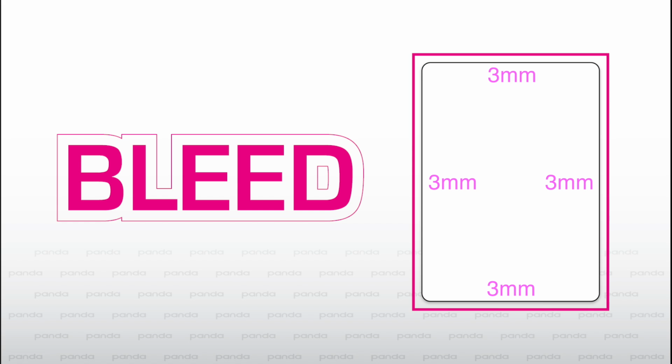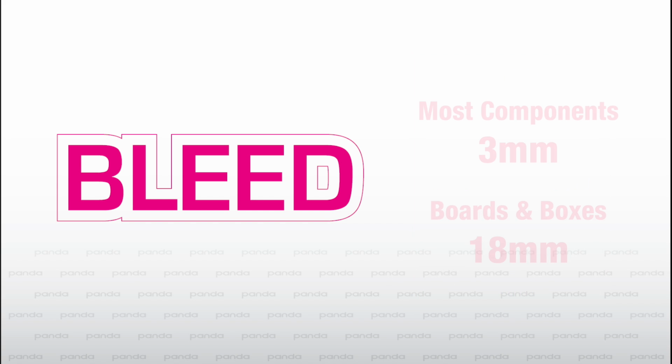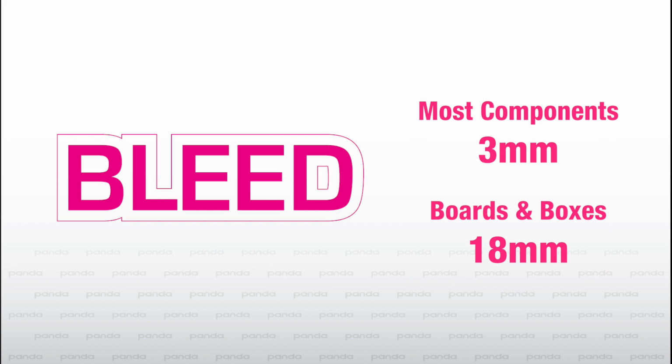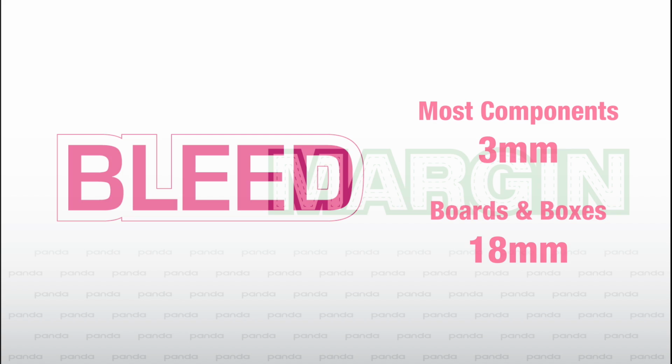All files printed by Panda require at least 3 millimeters of bleed on each side, with the following exceptions of game boards and game boxes, which require 18 millimeters.